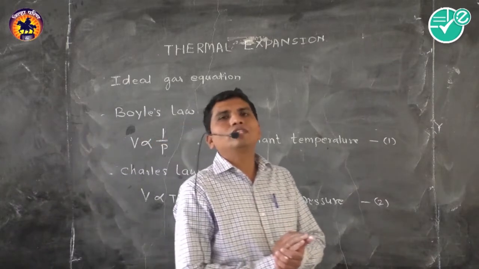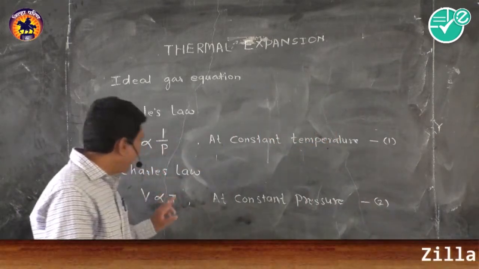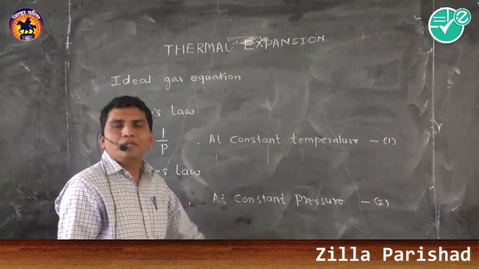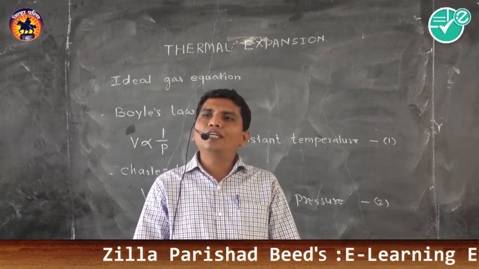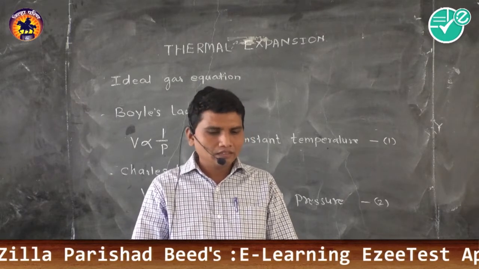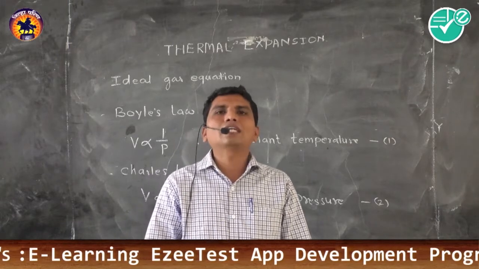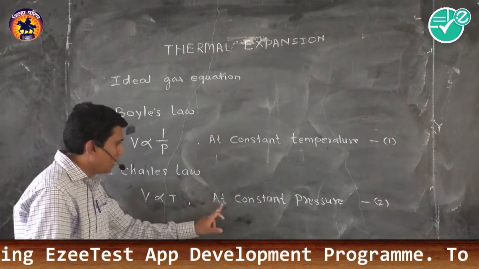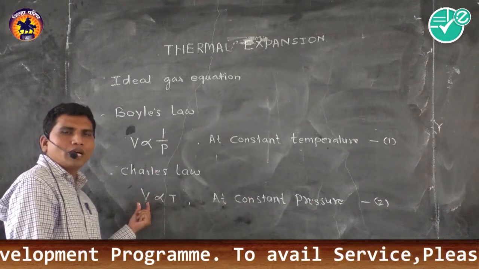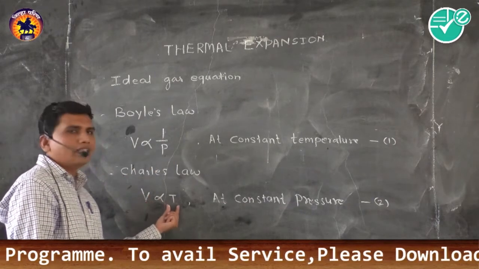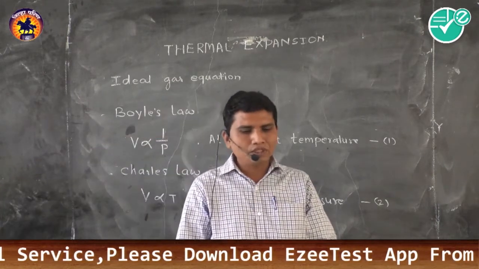So what is the statement of Charles' law? Charles' law states that at a constant pressure, the volume of a given mass of a gas is directly proportional to its absolute temperature.